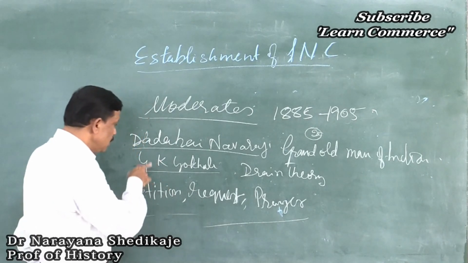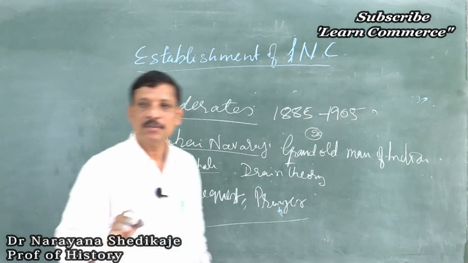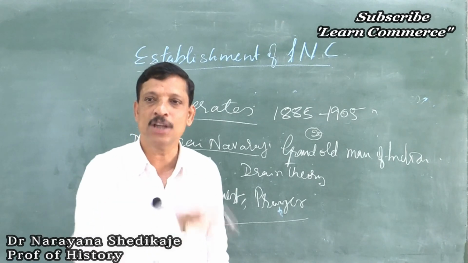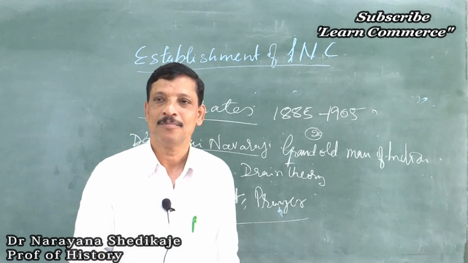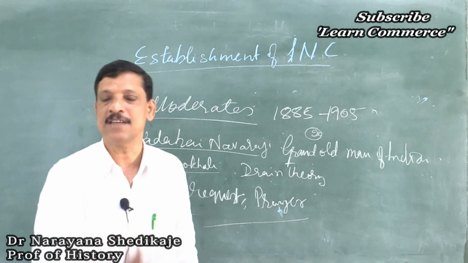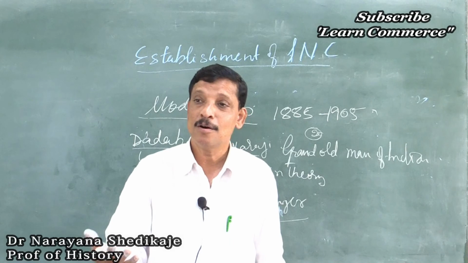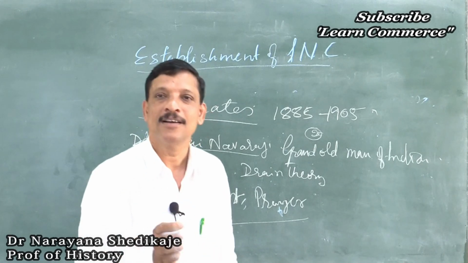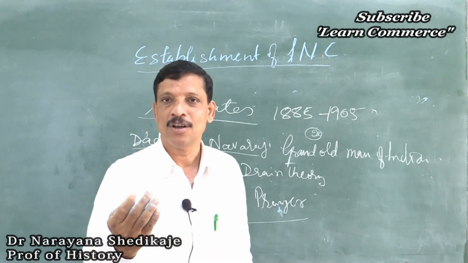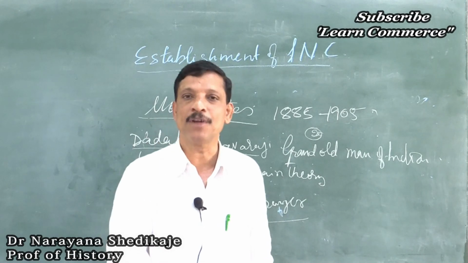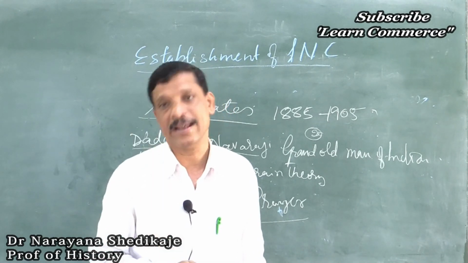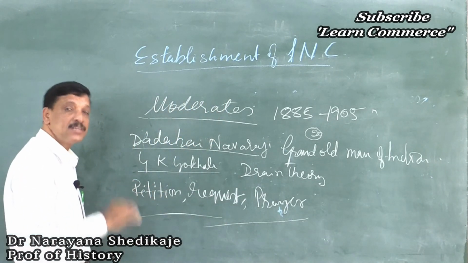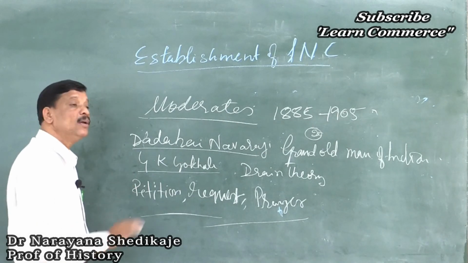And these moderates were not tolerated by the extremists because their methodology was criticized. Extremists called them political mendicants because they were requesting, petitioning, this and that. Political mendicants means political beggars. They are begging the British, oh, give this, give that. This is begging, it is not the methodology. We should demand. We should compel them to give. This is the intention of the extremists. So the moderate period failed to get much result, but they succeeded in providing awareness.